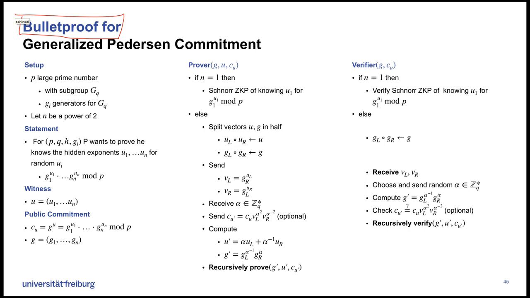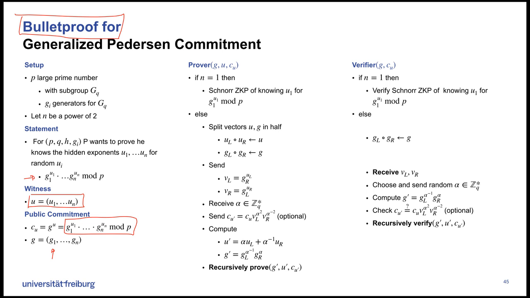It uses a very nice trick. So what we want to prove is that we know the exponents of all these things. We want to prove that, but with log n rounds. Not with a linear number of rounds, with a log n number of rounds. So what we do is we do a commitment, which is just the thing that we know before. And we have these generators in a relationship.